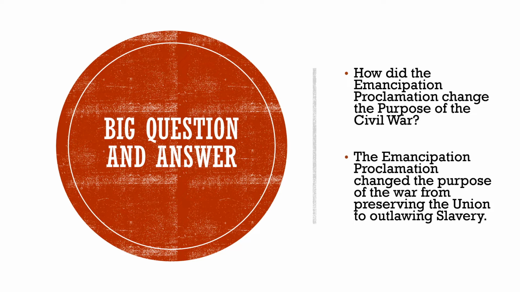Well, the Emancipation Proclamation is going to change the purpose of the war from preserving the Union to outlawing slavery. Remember, guys, how I told you before that Lincoln's main motivation for fighting the war wasn't to end slavery. Even though he himself was an abolitionist and saw slavery as evil, his main goal was to preserve the Union. The Emancipation Proclamation is going to change that, change the war entirely as to why the Union's fighting it.